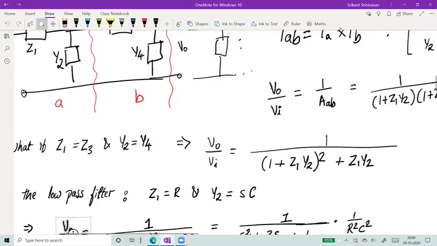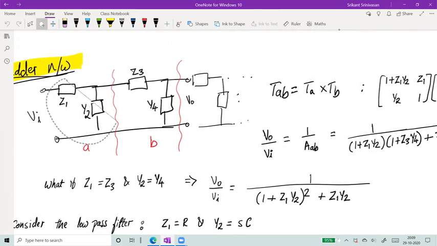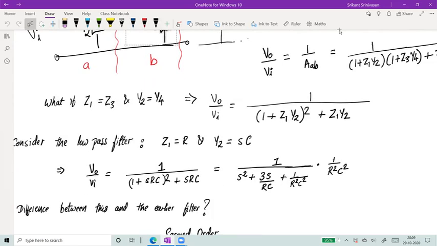Nothing has changed. I took one low pass filter and then I added the same low pass filter again to itself in series. So what is the difference between this and the earlier low pass filter? Any difference? After all, we have got a more complicated expression over here, right? Earlier it was straightforward. It was just 1 plus SRC. Now I have (1 plus SRC) square plus SRC and I've got all of this. And at the end of the day, I'm again left with a low pass filter.